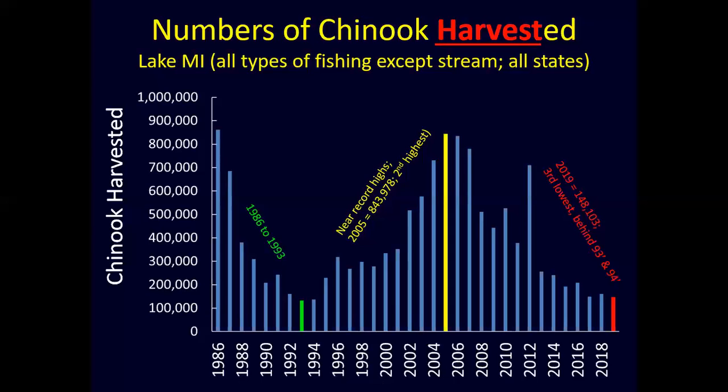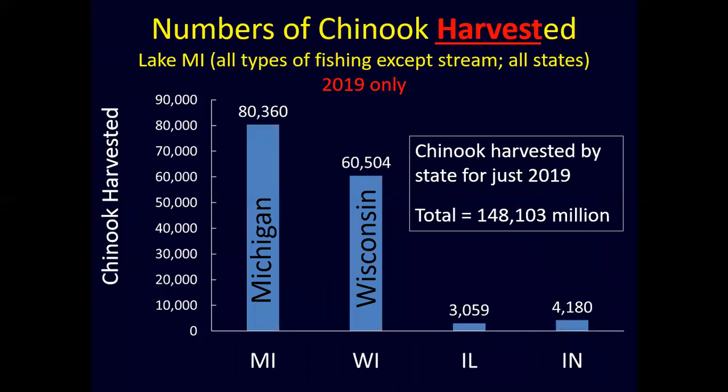I mentioned earlier, effort has generally been decreasing, so certainly that's coming into play here. And then certainly the stocking adjustments that have been implemented recently to balance predator and prey have reduced the numbers of Chinook salmon in the lake, which is likely coming into play here as well. But a positive aspect of that is we've seen in recent years relatively big Chinook salmon in Lake Michigan, largely because of those stocking adjustments. And then again, this is just a snapshot for 2019 showing the total numbers of Chinook salmon harvested by state.